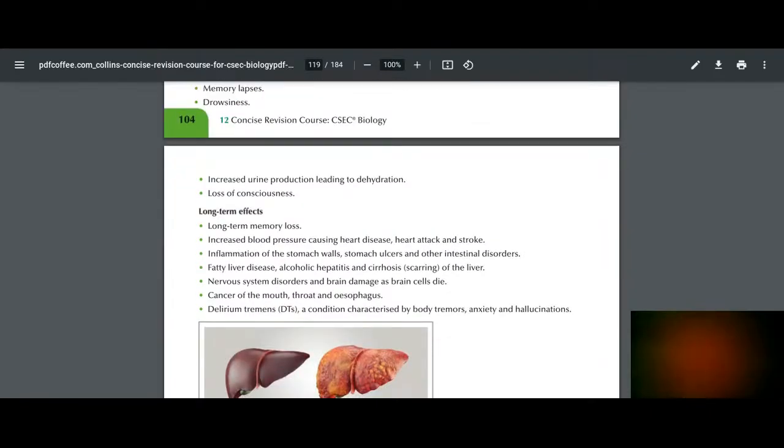The long-term effects would be long-term memory loss, increased blood pressure causing heart disease, heart attack, and stroke, inflammation of the stomach walls, stomach ulcers, and other intestinal disorders, fatty liver disease, alcoholic hepatitis, cirrhosis, nervous system disorder, brain damage as brain cells die, cancer of the mouth, throat, and esophagus, as well as body tremors, anxiety, and hallucinations.